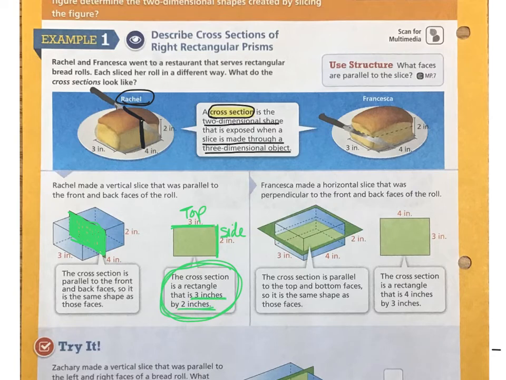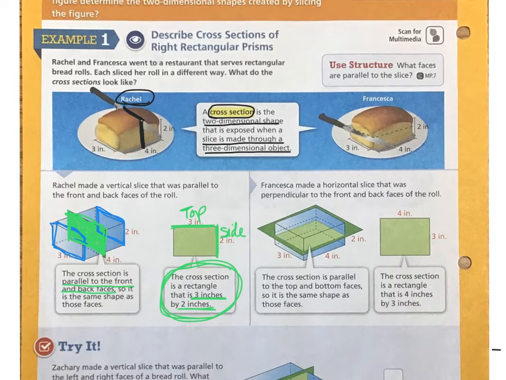Remember that this cross section, as you cut from the top of a figure, is parallel to the front and back faces. So it has the same shape. So in this case, you see the front shape here outlined in blue, and you see the back also outlined in blue. And this green shape here in the middle is that face that is parallel to the other two.